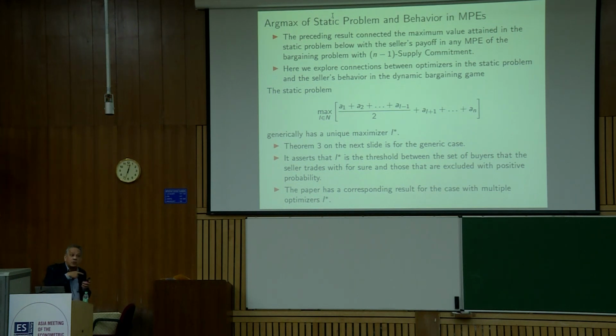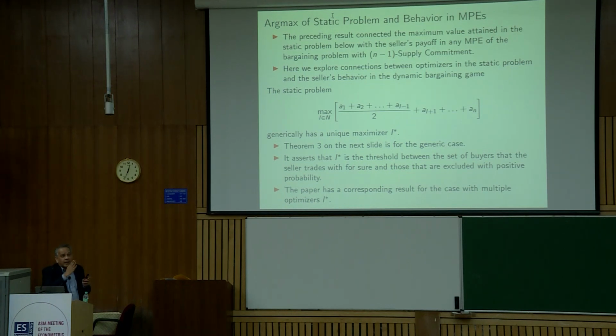Okay, but what is true is that, of course, the L star from the static problem has this notion that you're excluding buyer L star, including buyers with indices lower than L star with probability 1, and dealing with buyers lower than L star with probability 1 also. That's how we derive the bound. Okay, so you might think that that is somehow reflected in the equilibrium. That is only partially reflected in the equilibrium.